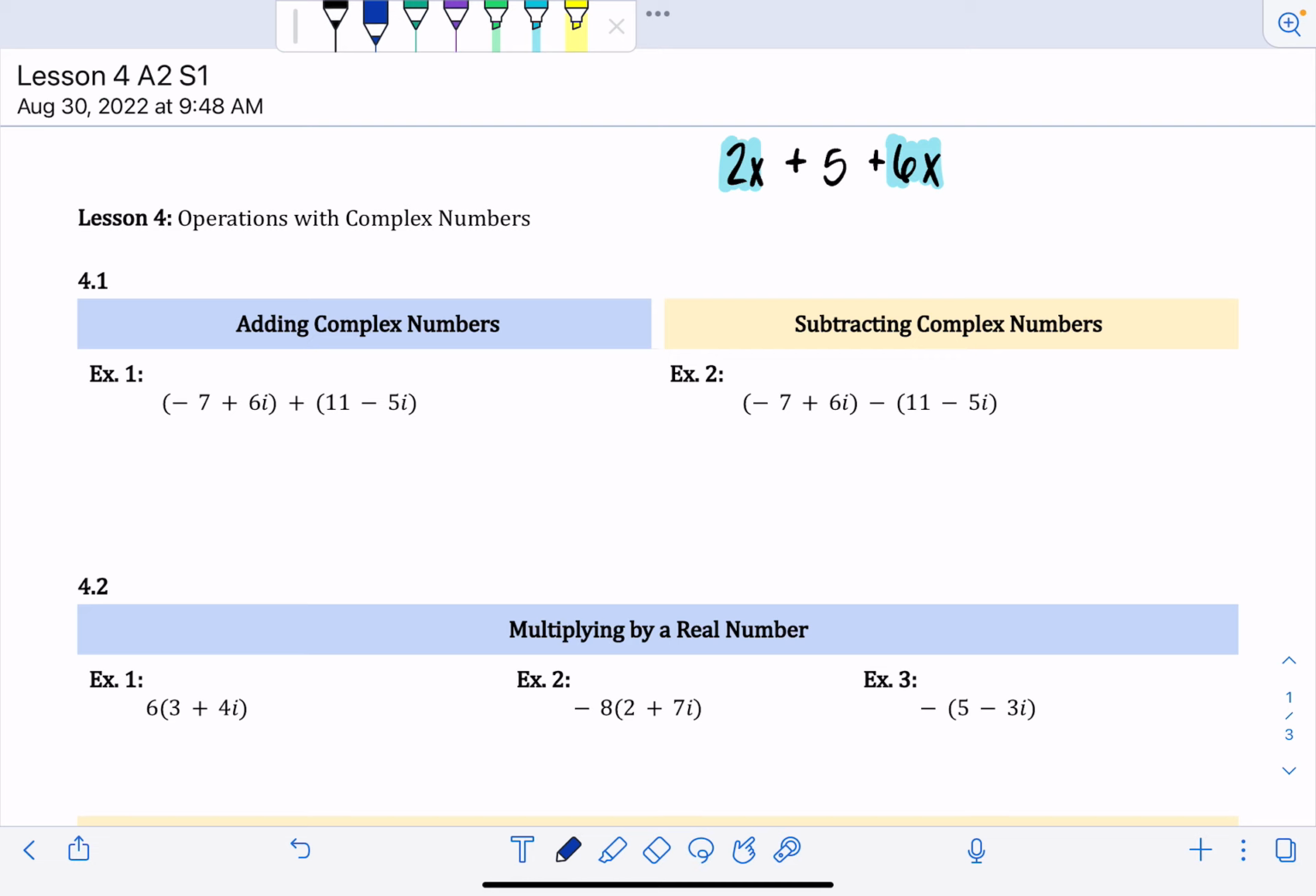I would combine them by just adding the coefficients, the number in front. So 2 plus 6 is 8x, and then I would bring down the plus 5. I can't actually add or simplify this anymore because the 8x and the 5 don't have the same variable. So that's as simplified as we can get. We would leave it as is, and that's a lot how section 4.1 works.